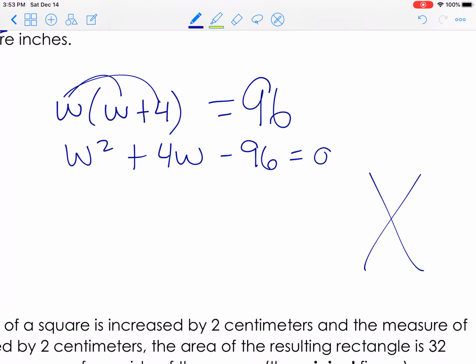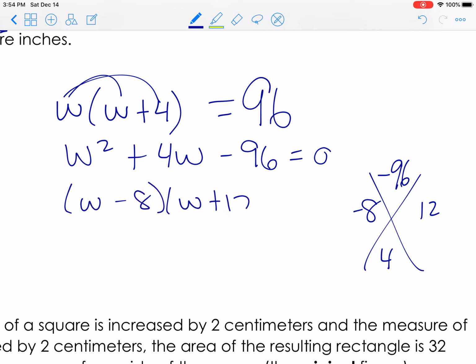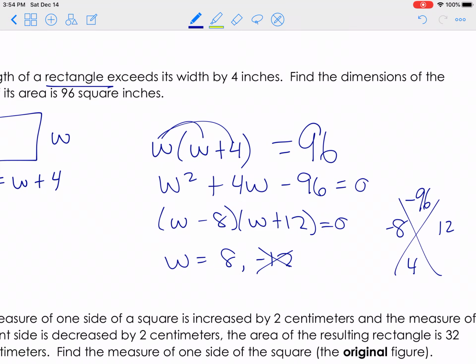So let's see, I'm going to try 96 divided by 8 and 12. 96 is 8 times 12. So negative 96 up here, 4 down there, 8 and 12, 8 would be negative. So we have w minus 8, w plus 12. The solutions are 8 and negative 12. The width can't be negative 12, so it must be 8.